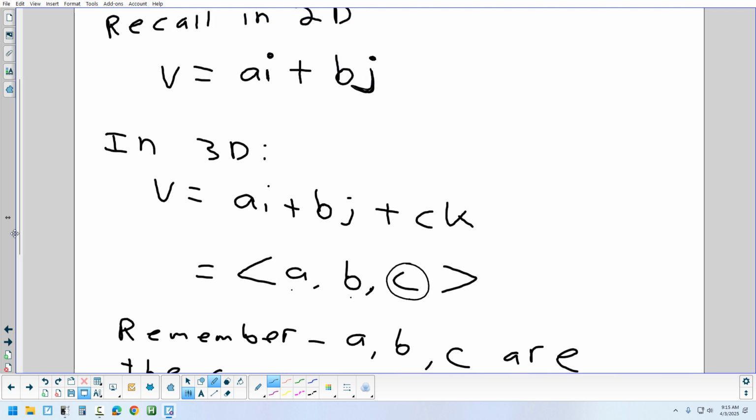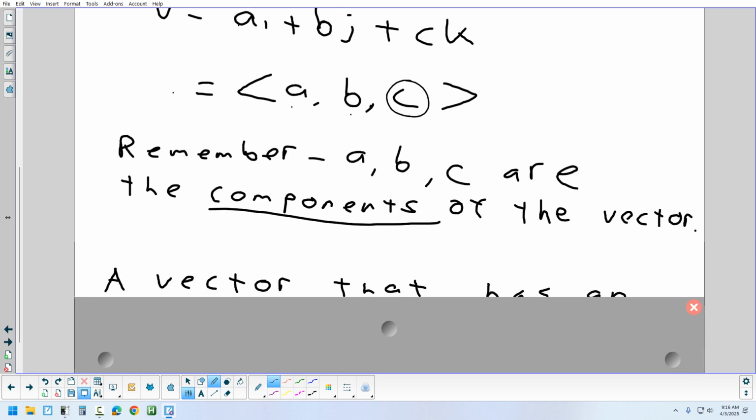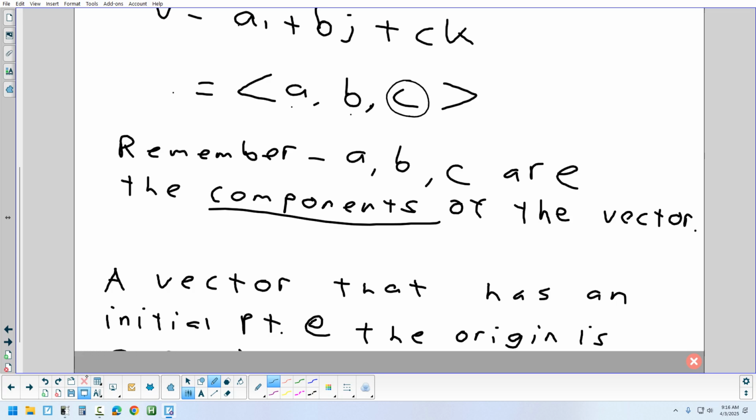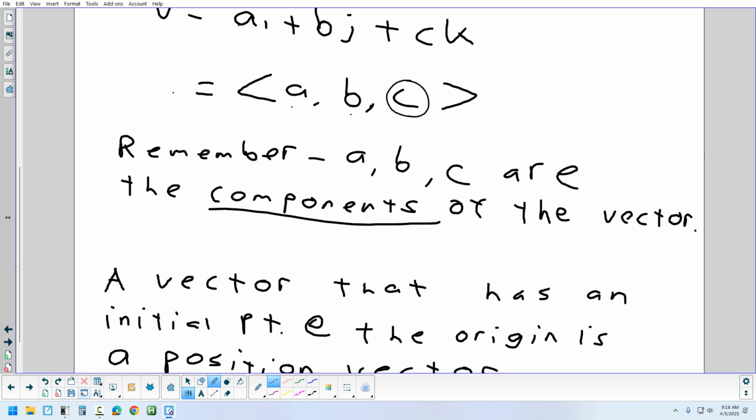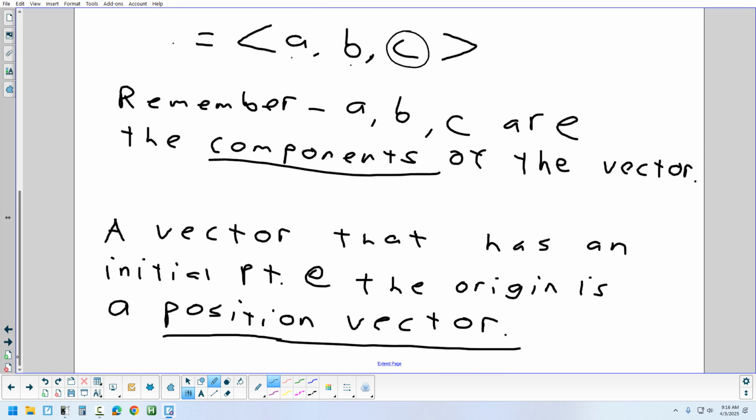You can use either notation. That top one is the unit vector. The bottom one we called algebraic vector notation. In 2D, what did we call a vector that had its initial point at the origin? This last thing we did on Monday. Yep. That was called the position vector. Well, it's called exactly the same thing in 3D. If a vector has an initial point at the origin, it's called a position vector.